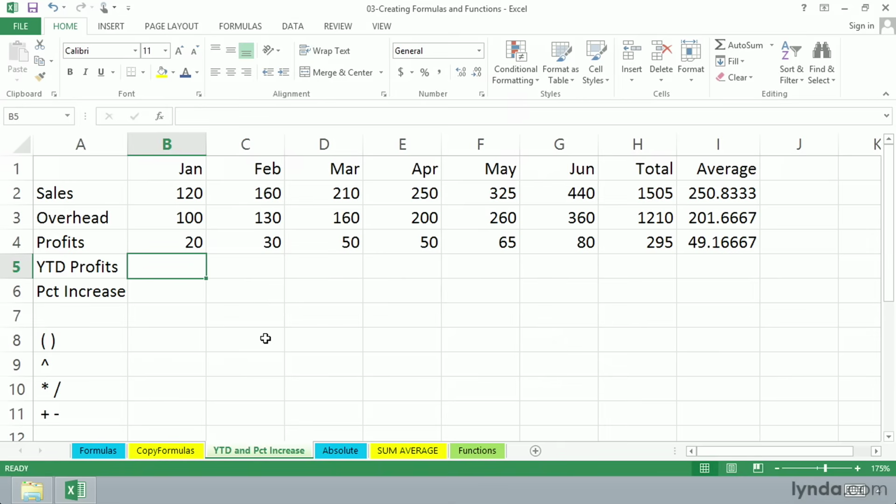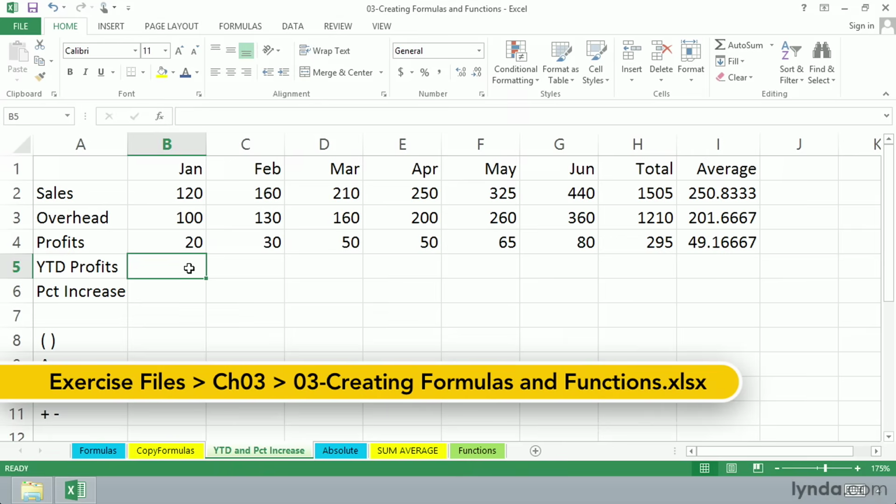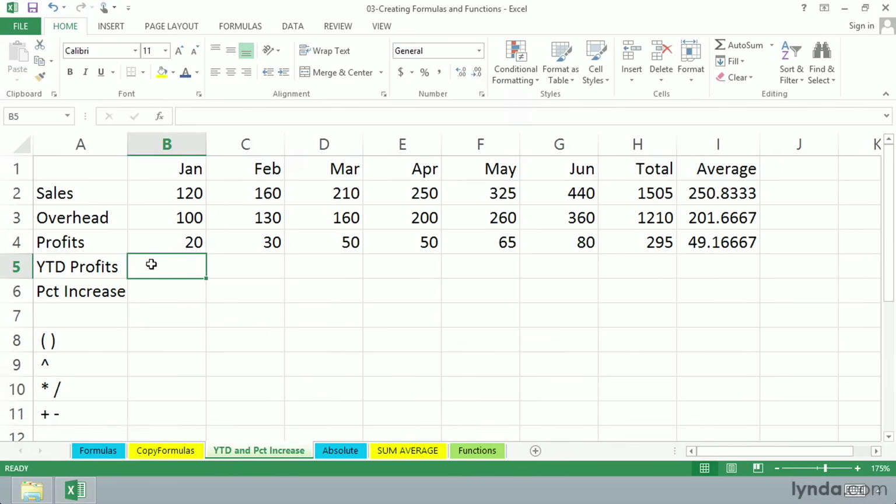In this worksheet, YTD and percent increase, we want to calculate the year-to-date profit. Now, we could do this with sales or overhead. We've just chosen to do this with profits here. We'd like to have a running total month by month of how much profit we've made so far this year.